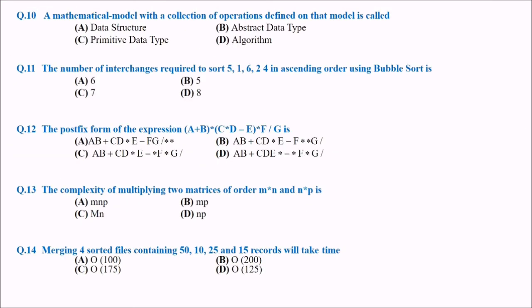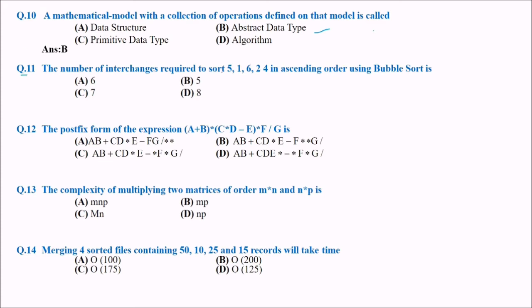Next question is, a mathematical model with a collection of operations defined on that model is called what? Is it ADT, abstract data type, or any other type? The answer is B. Please understand, because this is a definition of abstract data type, that a mathematical model with a collection of operations defined on that model is an abstract data type.